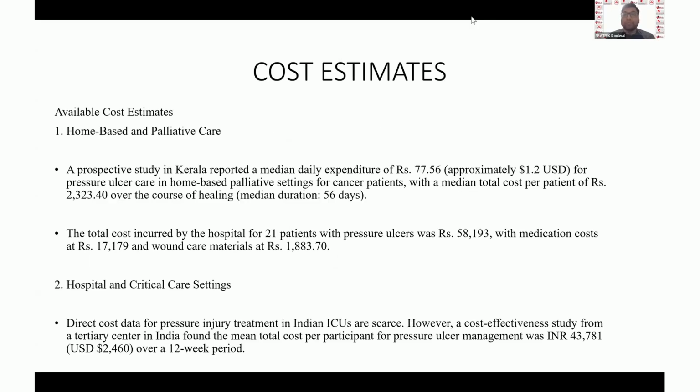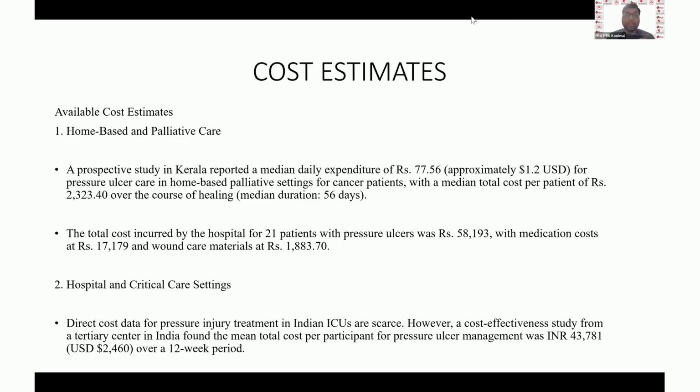The cost estimate is the most burdensome part for the population and the attendants, with the most harm in home-based palliative care, the hospital and the critical care settings. In home-based palliative care, a prospective study in Kerala reported a median daily expenditure of 77 rupees, that is 1.2 US dollars, for pressure ulcers in home-based palliative settings for cancer patients, with a median total cost per patient of 2300 rupees over a healing course of 56 days.